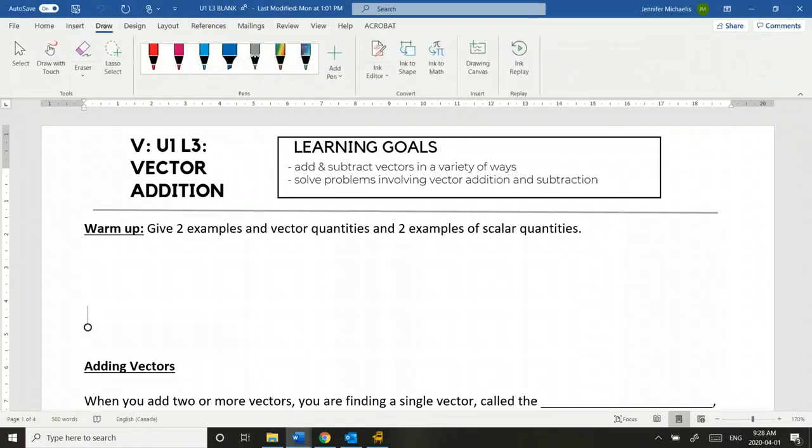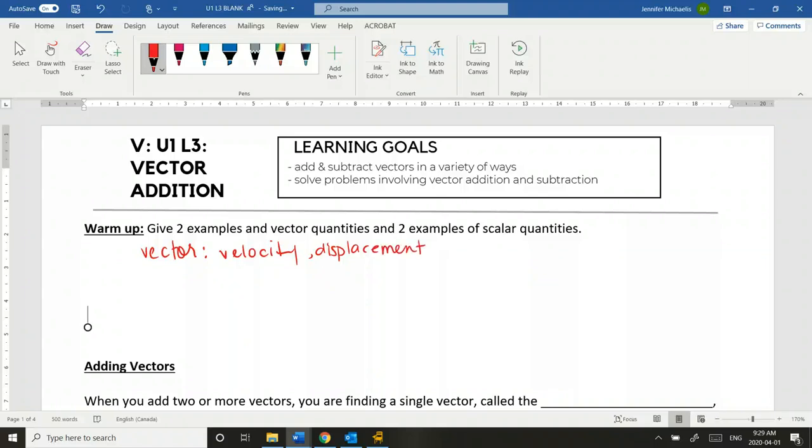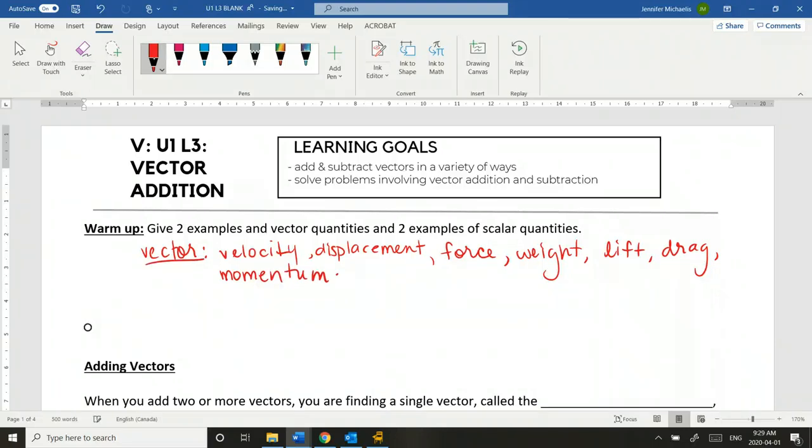All right, so now that you've tried that out, we'll talk about a couple of things that you could have put here. So vector quantities, you could have put anything to do with, let's say, velocity, displacement, force, weight, lift, drag, momentum. So if you created two examples with anything that has a magnitude and a direction, you are good.